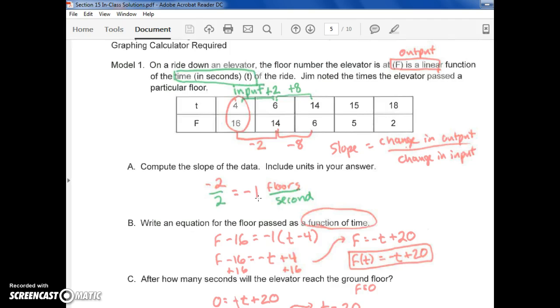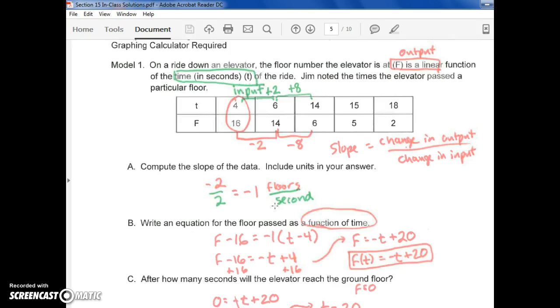We're also asked to include units in our answer, and essentially that means what does the output mean in the problem? Well, f is floors, so it's -1 floors, and then per unit time, which in this case is seconds. That's our units. What this essentially means is every second that passes, we will fall 1 floor.